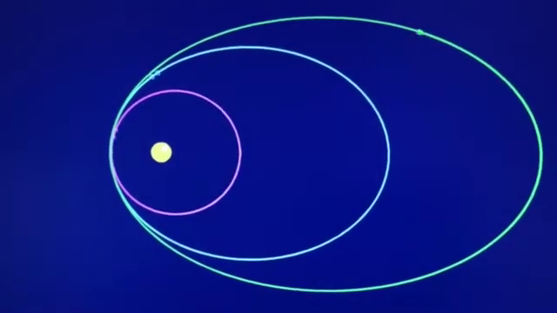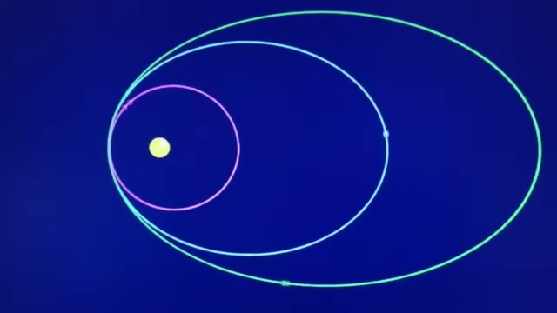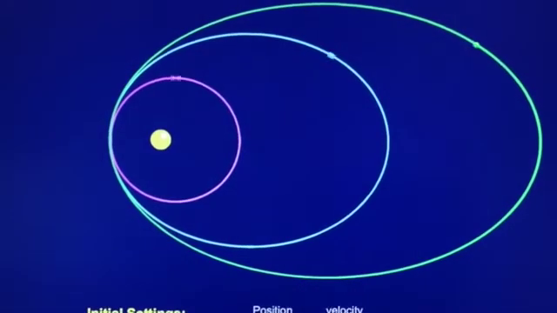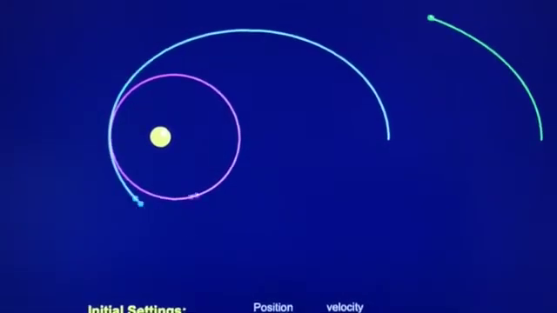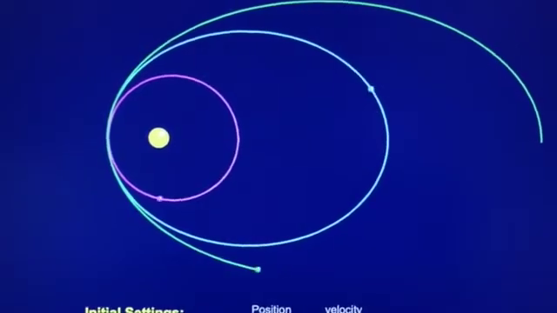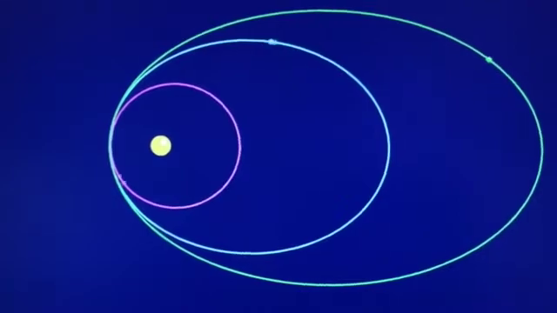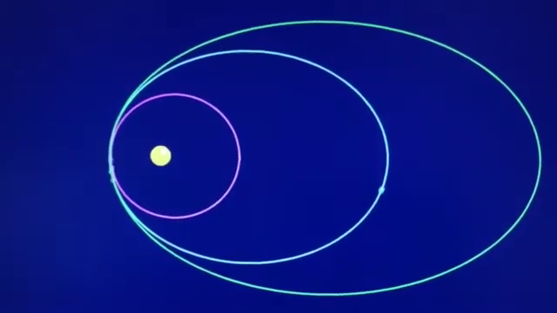We'll talk about that one a little bit later. And then the third law, the closer you are, the faster you move, and the further you are, the slower you move. When you look at the inner planet, the purple one, it's like Mercury. It goes around really fast. If it didn't, it would fall into the sun. Mercury orbits the sun every 88 days. So it's a very quick orbit.